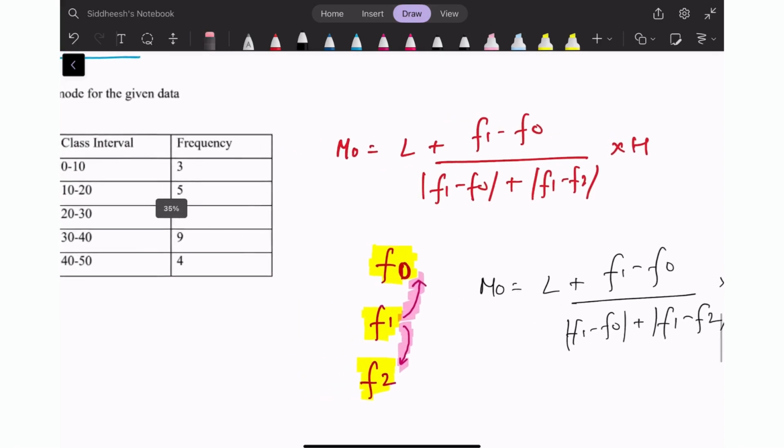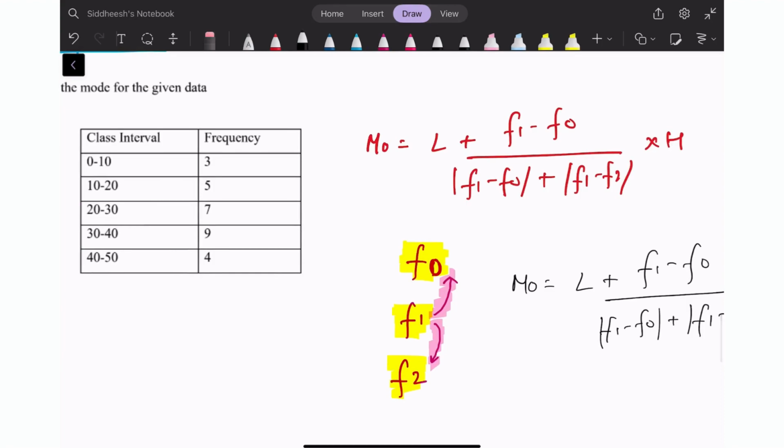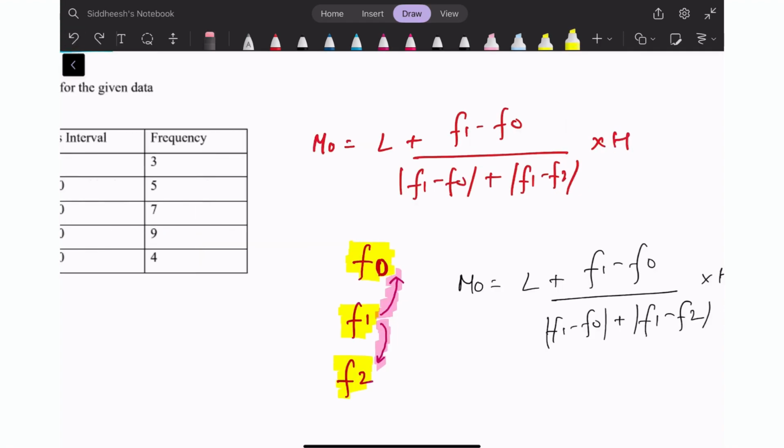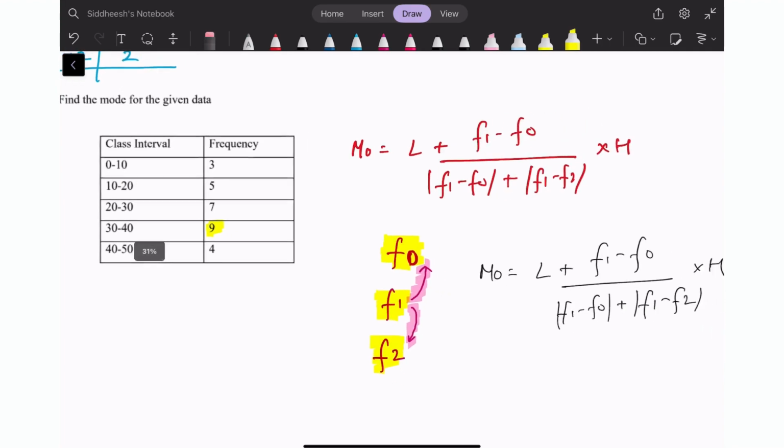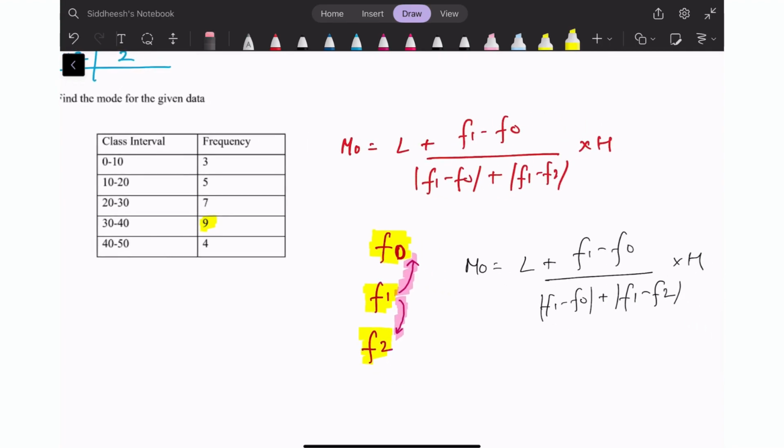Now next, again we are dealing with the mode part. Remember, mode is the most frequent number. So what is our mode here? Sorry, we are having 9 as the mode. Now let's solve for f1, f0 and f2. This f0 is the pre-mode. What about f1? This is the mode. What about f2? This is the post mode.